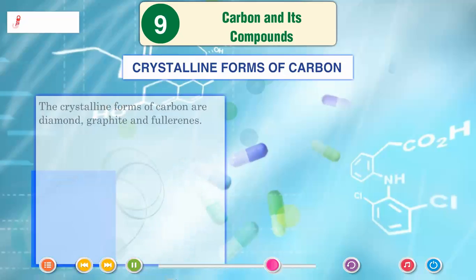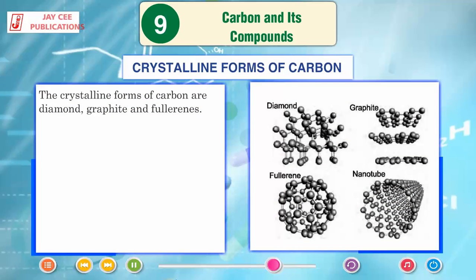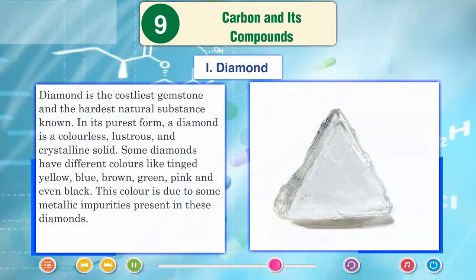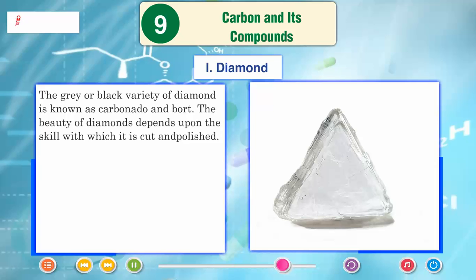Crystalline forms of carbon. The crystalline forms of carbon are diamond, graphite and fullerenes. Diamond. Diamond is the costliest gemstone and the hardest natural substance known. In its purest form, a diamond is a colorless, lustrous and crystalline solid. Some diamonds have different colors like tinged yellow, blue, brown, green, pink and even black. This color is due to some metallic impurities present in these diamonds. The grey or black variety of diamond is known as carbonado or bort. The beauty of diamonds depends upon the skill with which it is cut and polished.